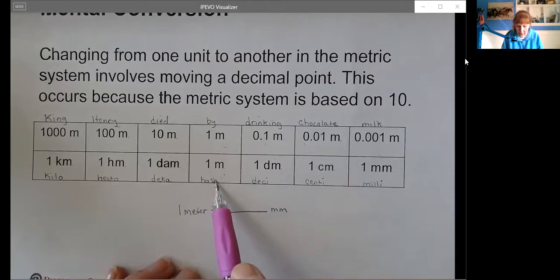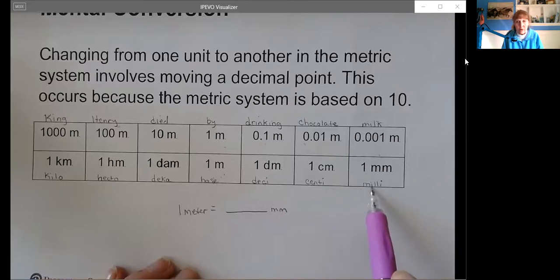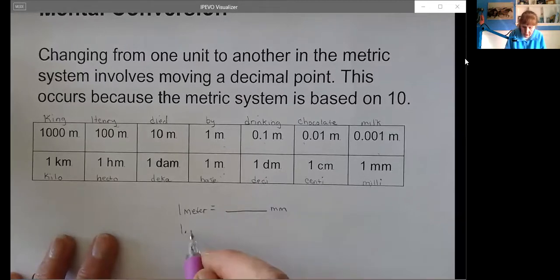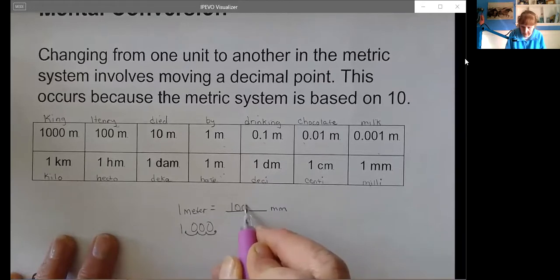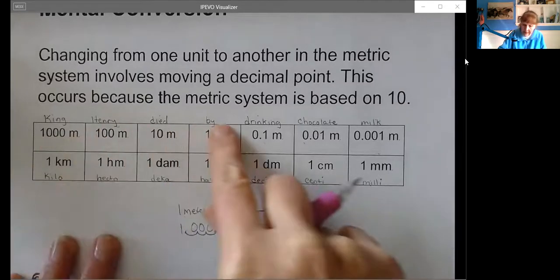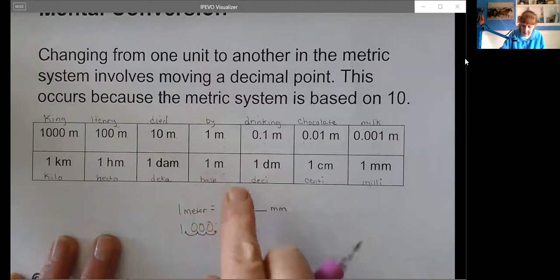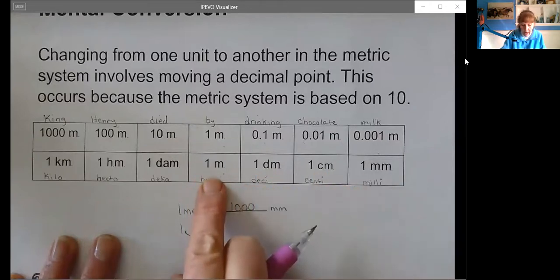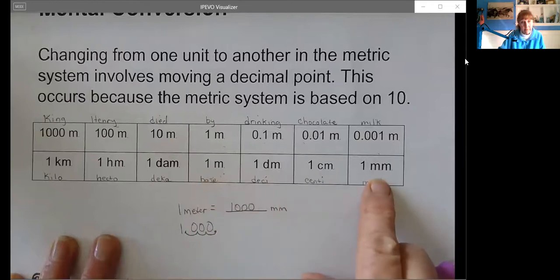Well, if you look here, you're going to go over 1, 2, 3 to the right. So you're going to move this decimal, which is at the end, 3 to the right. 1, 2, 3. And your answer is 1,000 millimeters. So if you have this in order, you can move according to how many spots it takes to go from where you're at to where you want to be.